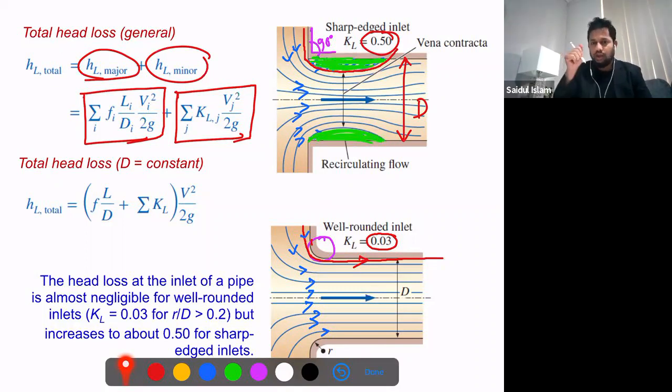So what happened here? This pipe and this pipe, physically they are the same diameter, but when the fluid flow is happening, this is the actual flow diameter. It is called the vena contracta. Like the flow surface area, it becomes narrow. So it acts like a kind of contraction.